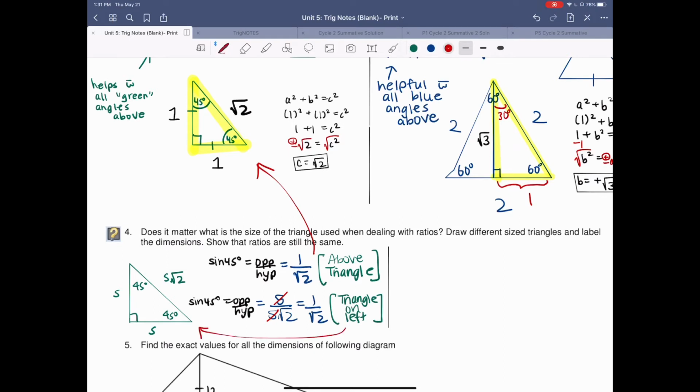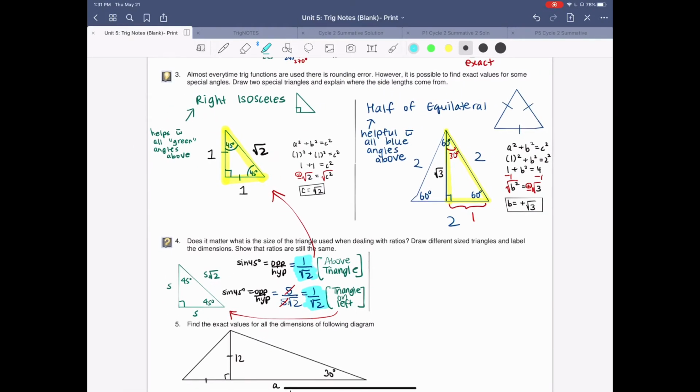As you notice, the ratios of the two are the same. And that's why these triangles are so special, because as long as we're dealing with a triangle that has these angles, we're dealing with ratios, and so our answers for these ratios will simplify to the same thing.